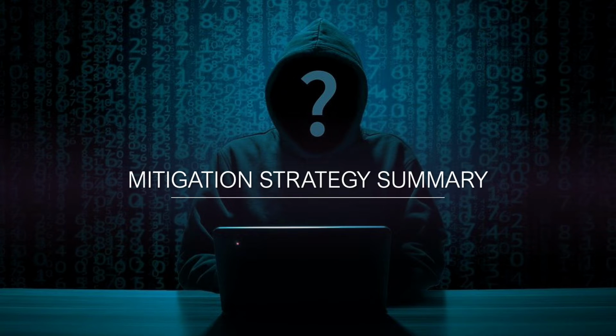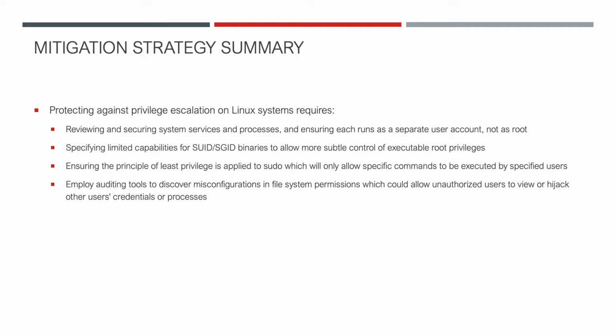So for the mitigation strategy summary, to mitigate some issues, protecting against privilege escalation, four main bullets here. Reviewing and securing systems, services, and processes, ensuring each runs as a separate user account, not as the root. By doing that, that keeps a little bit of separation there.